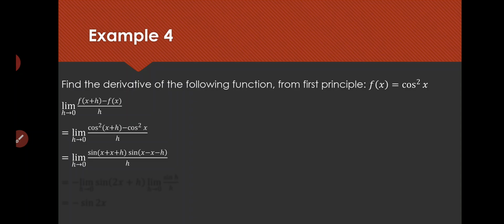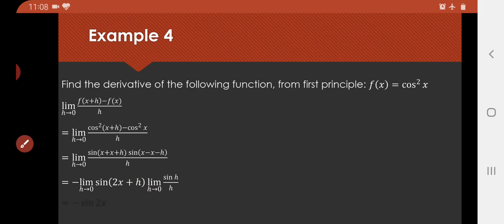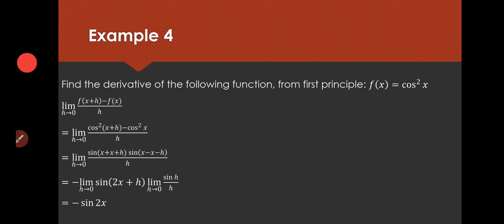Upon doing the calculation, I have something like this. Let me separate out the terms. Sine of x minus h is minus sine h, or sine of minus h becomes minus sine h, and sine of x plus h becomes sine of 2x plus h. Now upon putting the value of h as 0, this is a standard limit, so this becomes 1, and in the first one if I put h as 0, then it becomes sine of 2x, and therefore your final answer is minus sine of 2x.